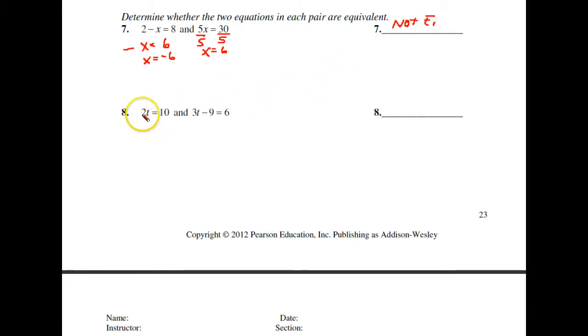Here we're going to divide both sides by 2, and we get t equals 5. And here we get 3t equals 15. We'll be going over all these steps, so they've put this in here assuming you know how to already solve equations. And then we divide both sides by 3, t equals 5. So here t equals 5, t equals 5. These are equivalent. We'll just abbreviate that a little bit there. Okay.